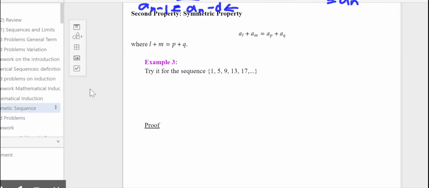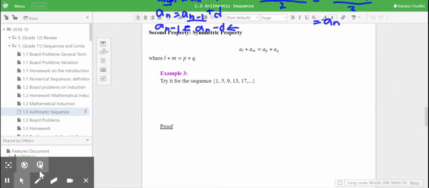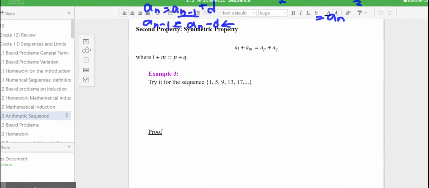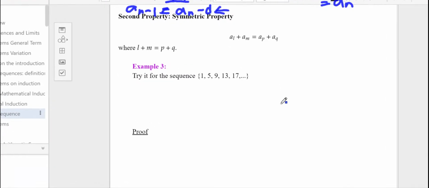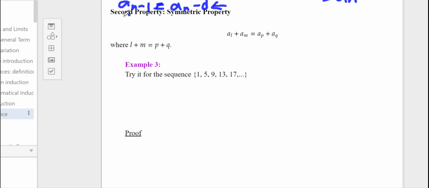We're going to go to the second property. By the way, you should be taking notes of these properties somewhere, because you're going to need them for reference. This next property is a little bit more complicated. Not that much more complicated, but a little bit. It's called a symmetric property.